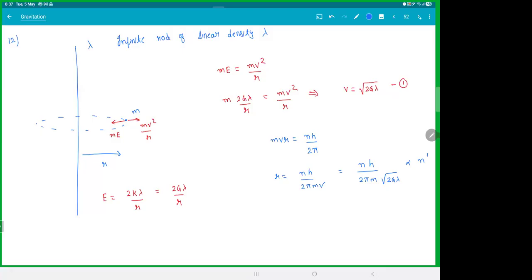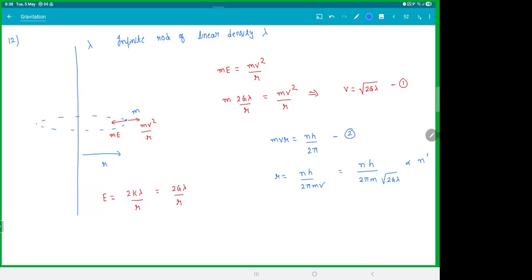Clear with this? That's it. There's nothing there. You just have to use the second equation from Bohr's theory, that is, angular momentum is quantized: m v r is equal to n h by 2 pi. All clear with this? So the velocity of any orbit is independent of n and independent of radius. Radius depends on n. They can play around like this.